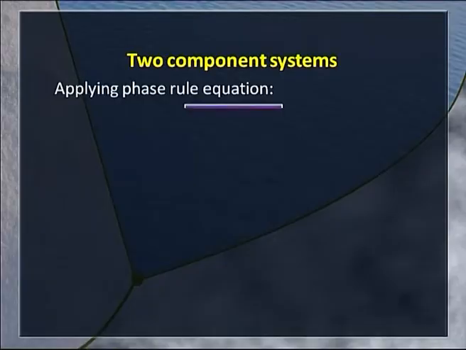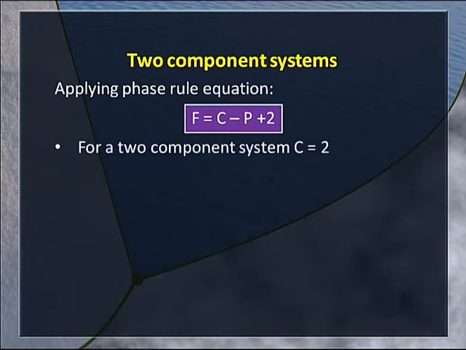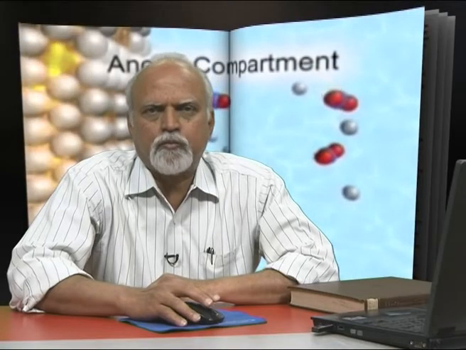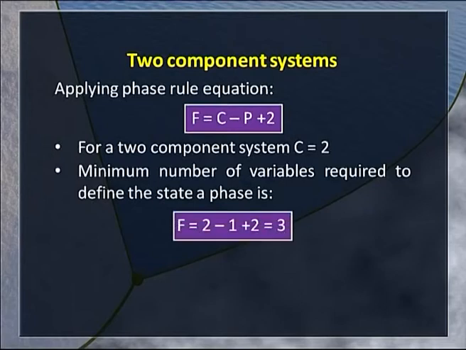This is the equation. F is equal to C minus P plus 2. For a two component system, C is of course 2. We want to find out the minimum number of variables required to define the state of a phase. For that, we have to put P is equal to 1, then F works out to be 3. That means we require 3 variables in order to define the state of a phase.